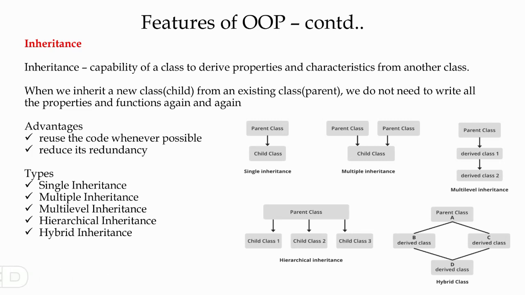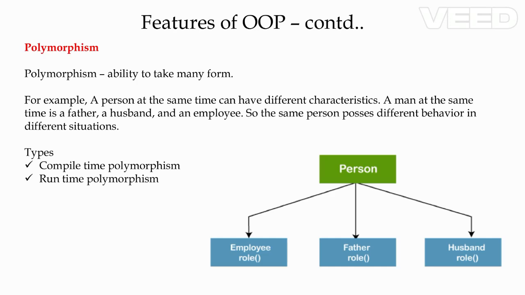Now we are going to see about what is polymorphism. Polymorphism means many forms, and that happens when we have a lot of classes connected by inheritance. We use those methods to perform different tasks. It is the ability to take many forms.